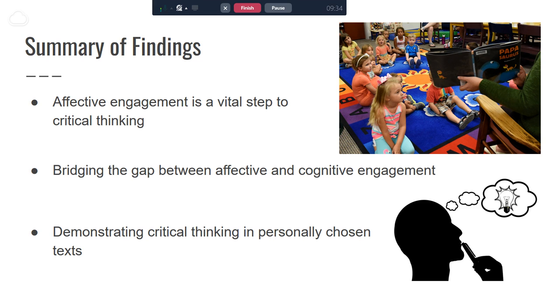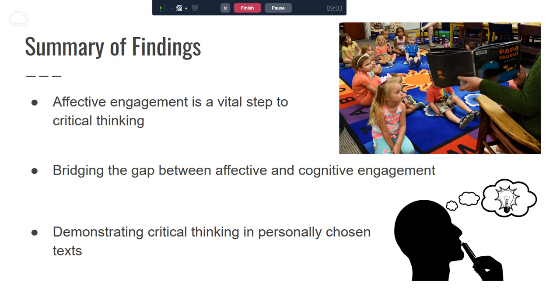So affective engagement, connecting with what they already know, personally, emotionally, academically, is a vital step for critical thinking. So you can't start critical thinking, you can't encourage critical thinking if students are not affectively or personally engaged. So this leaves the key question: how do you bridge the gap between affective or lower order engagement and cognitive or higher order engagement?